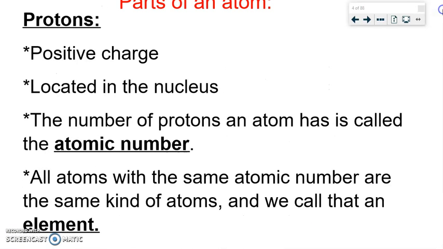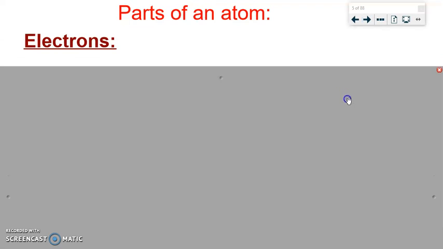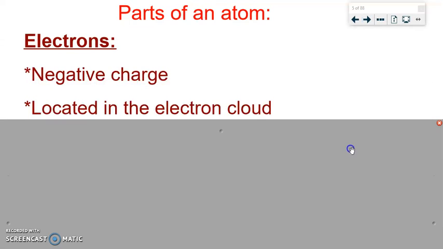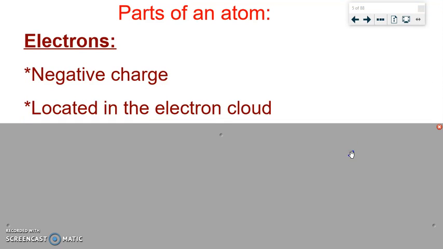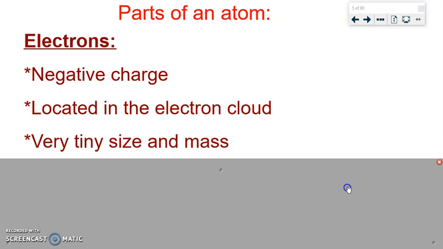Okay, so the big piece here, protons, positive charge in the nucleus, and this number of protons is also called the atomic number. We have also got our electrons, which are negatively charged. They don't live in the nucleus. Instead, they are in the electron cloud, moving very fast. They are very tiny. Very tiny. So if an atom is a pickup truck, an electron would be a piece of dust on the pickup truck. Very tiny, so we just say they don't have any mass.